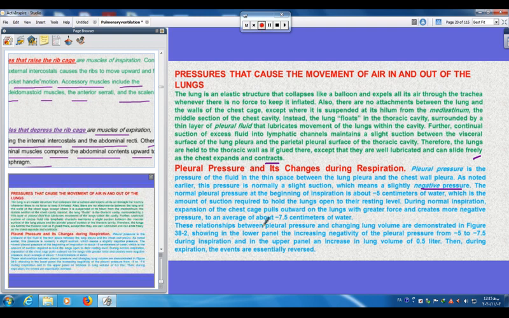During normal inspiration, expansion of the chest cage pulls outward on the lungs with greater force and creates more negative pressure, to an average of about -7.5 centimeters of water. This relationship between pleural pressure and changing lung volume is demonstrated in the figure we showed earlier: in the lower panel, the increasing negativity of the pleural pressure from -5 to -7.5 during inspiration, and in the upper panel, an increase in lung volume of 0.5 liters. Then during expiration, the events are essentially reversed.